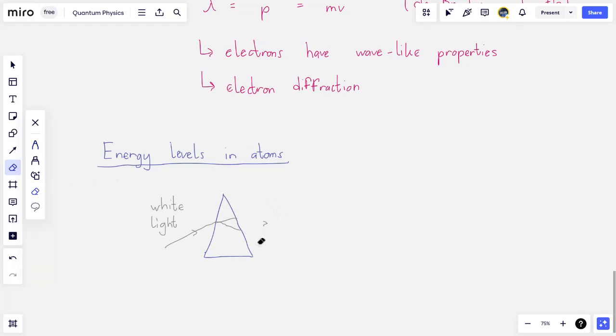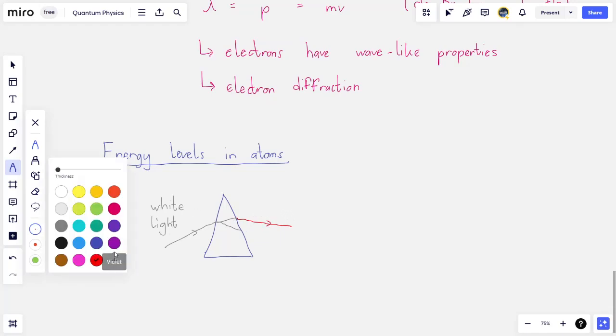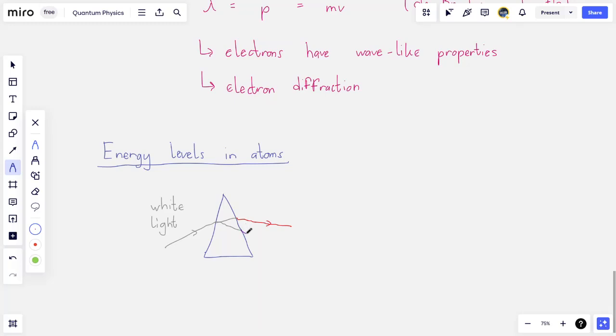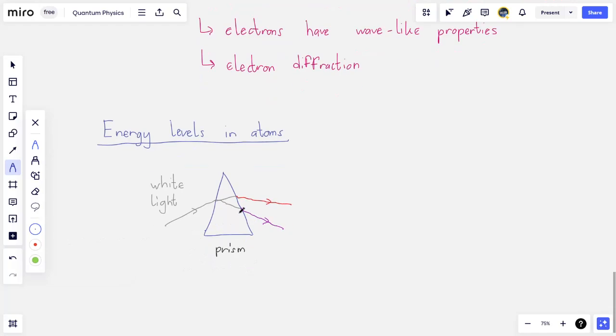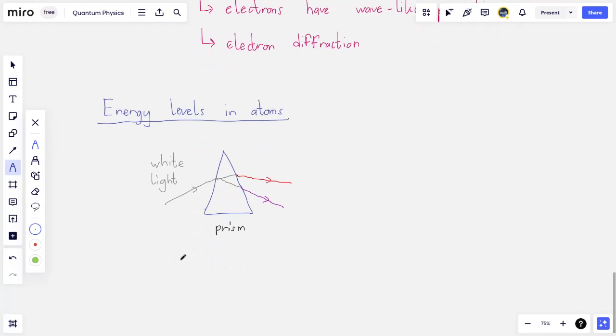In this case, we'll draw it with the right colors. We'll have red at the top, refracting the least, and we'll have violet with a greater amount of deviation. And again, this is any prism. And so this dispersion of light is what we call the emission spectrum of white light.